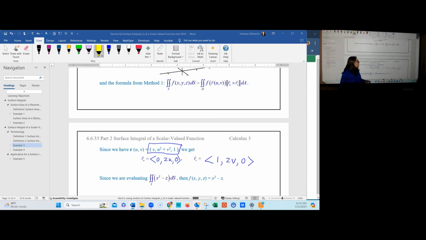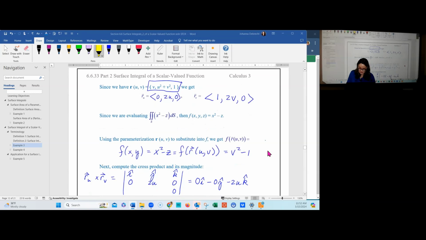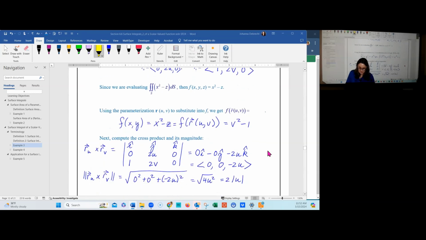So now that we have our two directional derivatives, we want to find their cross product. Now recall that we represented x squared minus z as v squared minus 1, converting x squared minus z using the parameterization. When we form the pseudo 3x3 matrix, we get i, j, k; 0, 2u, 0 for row 2; 1, 2v, 0 for row 3. Again, the order of rows 2 and 3 really doesn't matter. You're going to get the same value in the end.